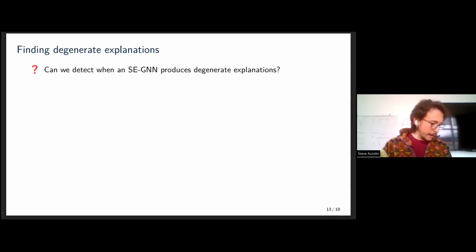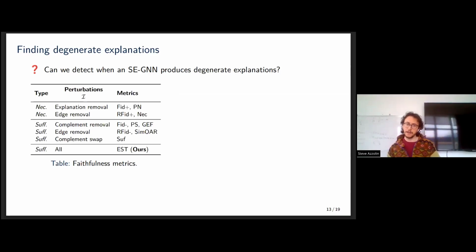I think we can now move to the second question. Okay, I hope I convince you that this problem of degenerate explanations exists and can actually happen, and that it is actually the optimum of what these SCGNNs are optimizing for. Now the question is, can we actually detect when an SCGNN is producing degenerate explanations?